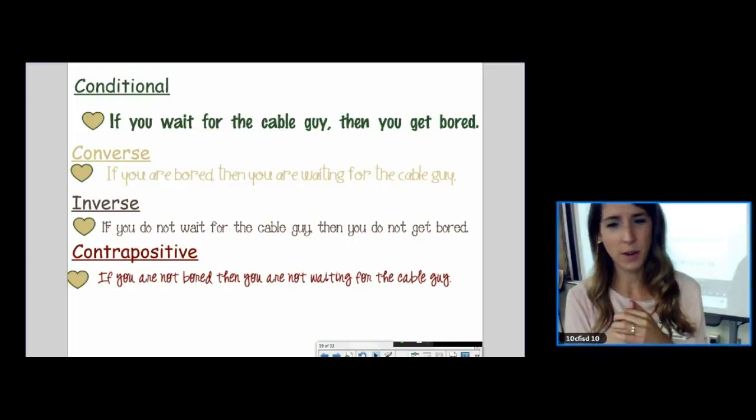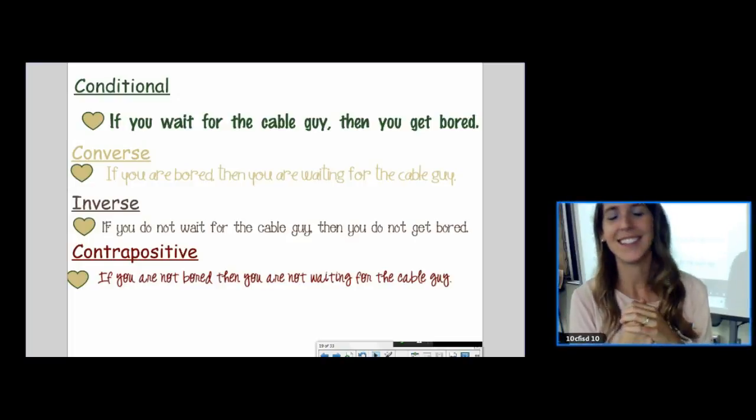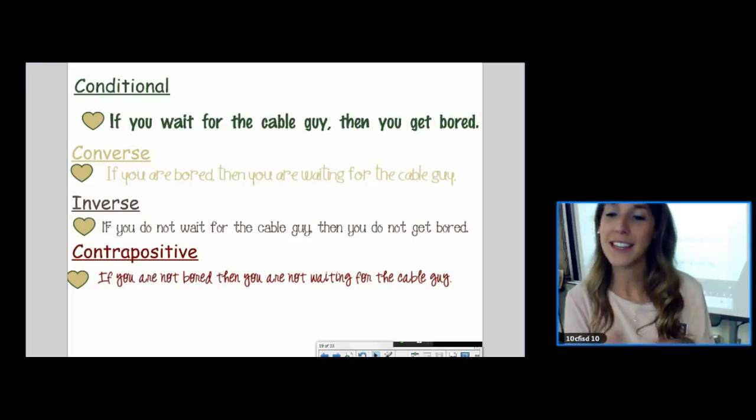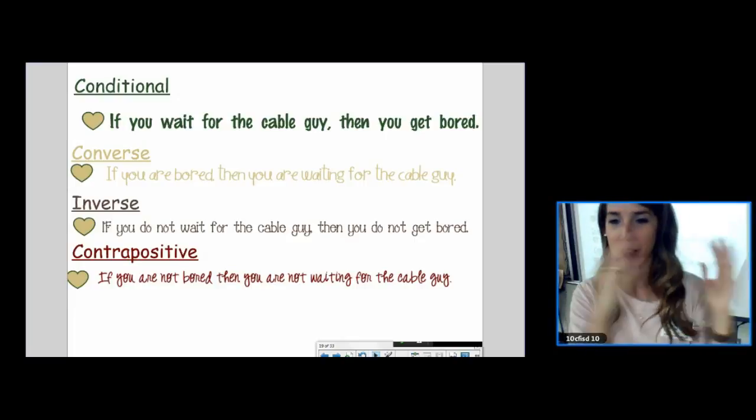Are you totally wondering why we're studying this in math class? Because this is English? This is reasoning, and math uses reasoning a lot. In math, it's important to be able to defend your answer with reasoning, with cause and effect.